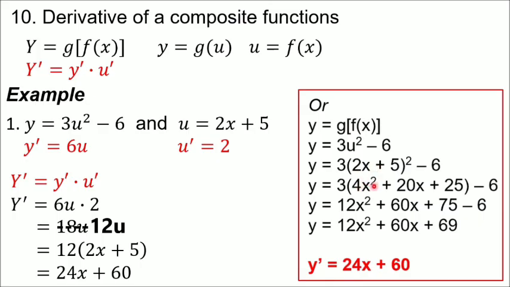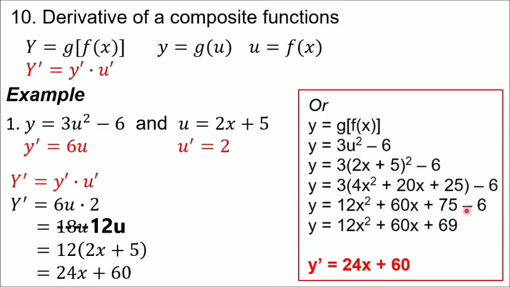2x square is 4x square. Middle term natin is 2 times 2x times 5 times 2 is 20x. Okay, remember the square of a binomial formula. And then last term natin dito is 5 squared. That's 5 times 5, 25. Then we will distribute this 3 multiplied inside the parentheses. 3 times 4x squared is 12x squared. 3 times 20x is 60x. 3 times 25 is 75. Then finally, may minus 6 dun sa dulo, minus 6.